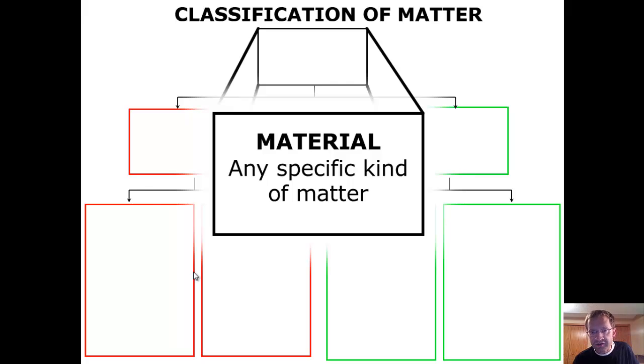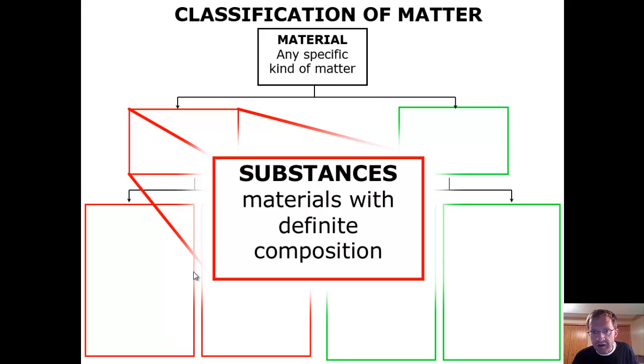All materials then can be split into two categories. On the left you see the term is substances. A substance is a material that has a definite composition. And by definite composition we mean it's always the same everywhere you go, all the time on Earth.